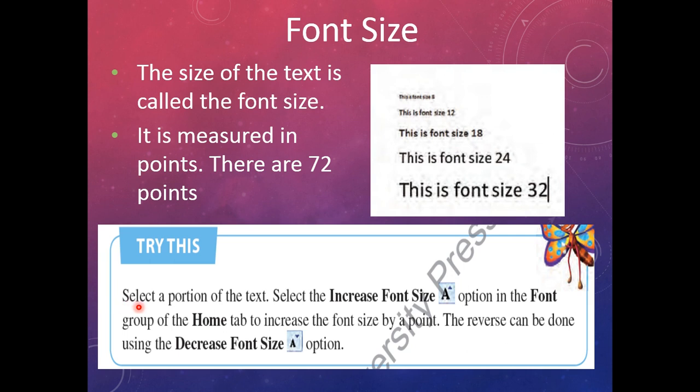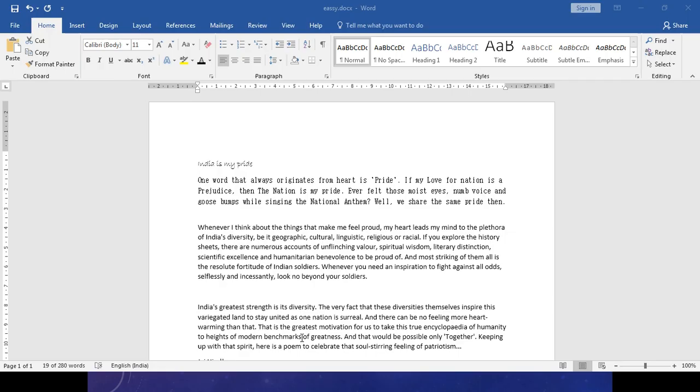One more option is there, that is increase font size. Next to the font size, when you click on this option, the font size will increase in points. And when you select the decrease font size option, where there is a down arrow, the size of the font or the text will become smaller. It will decrease. These options are also present in the font group in the Home tab.